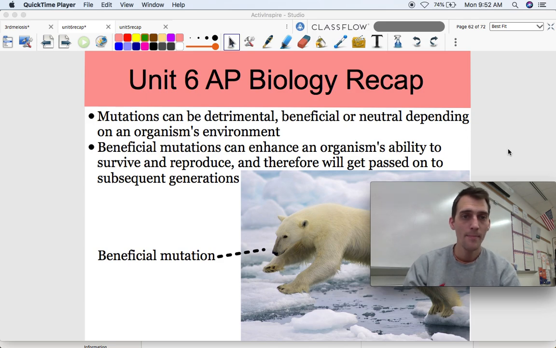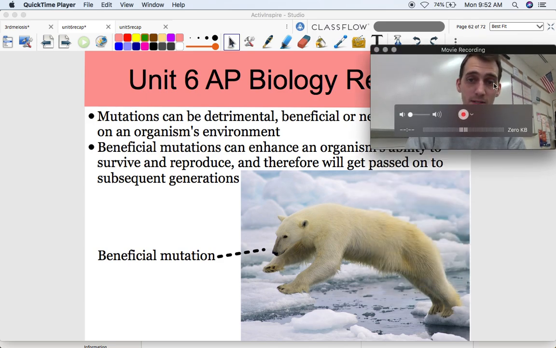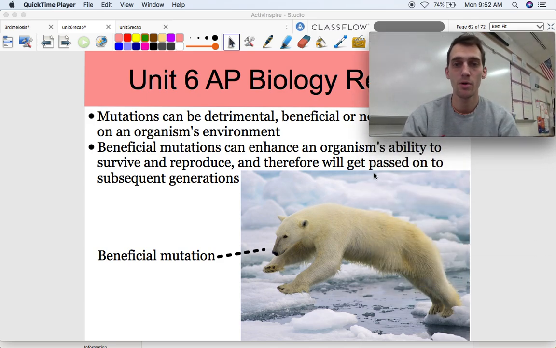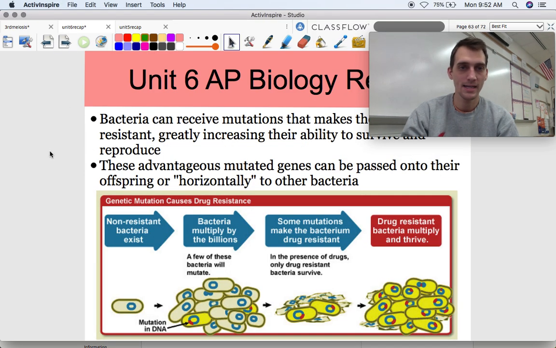Beneficial mutations can enhance an organism's ability to survive and reproduce, and therefore will get passed on to subsequent generations. So the fun fact, a polar bear's transparent fur is a result of a genetic mutation that was passed down from one generation to the next, and eventually resulted in a new species. Really cool stuff. We'll talk about that next unit.